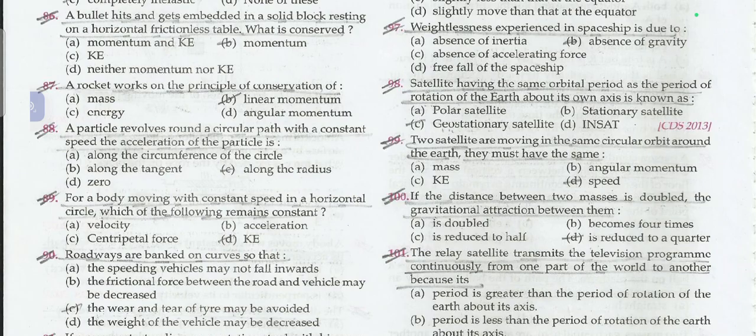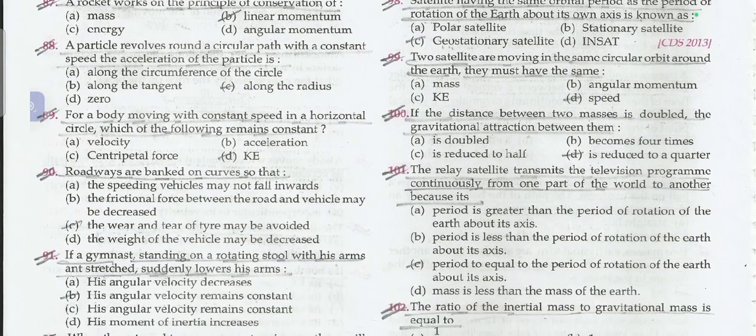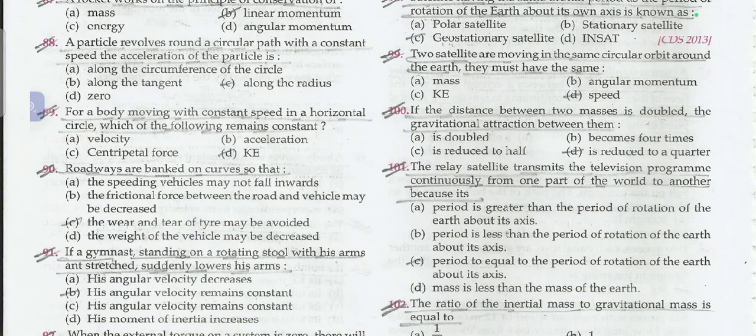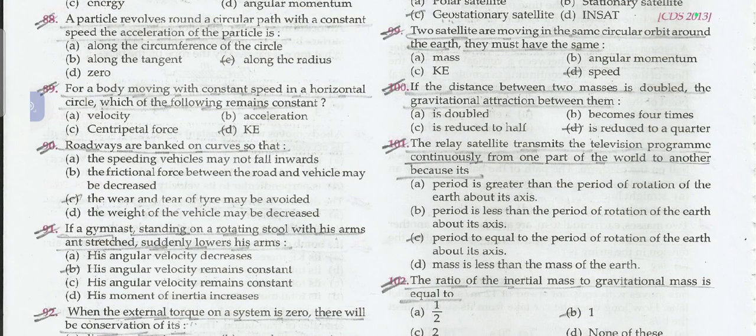Satellite having the same orbital period as the period of rotation of the earth about its own axis is known as geostationary satellite. Two satellites are moving in the same circular orbit around the earth. They must have the same speed. If the distance between two masses is doubled, the gravitational attraction between them is reduced to a quarter. The relay satellite transmits the television program continuously from one part of the world to another because its period is equal to the period of rotation of the earth about its axis.